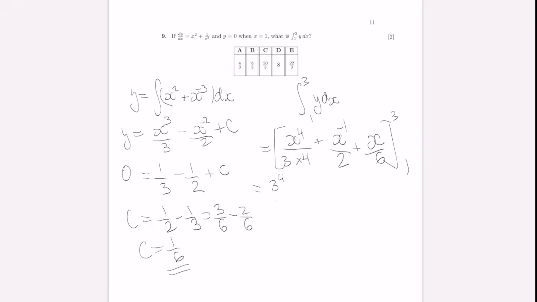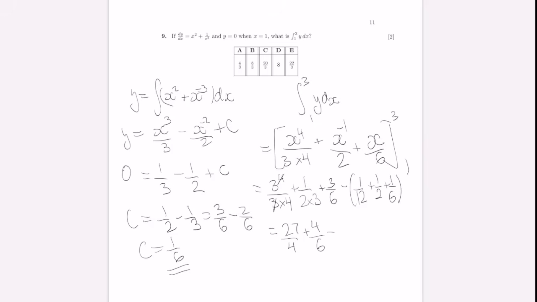So this here will be 3 to the power of 4 over 3 times 4 plus 1 over 2 times 3 plus 3 over 6. Take away 1 over 12 plus 1 over 2 plus 1 over 6. Okay, this is not very pleasant algebra, but we'll deal with it. This here is just going to give me 3 cubed at the top, which is 27 over 4 plus 1 over 6 plus 3 over 6 is just 4 over 6.